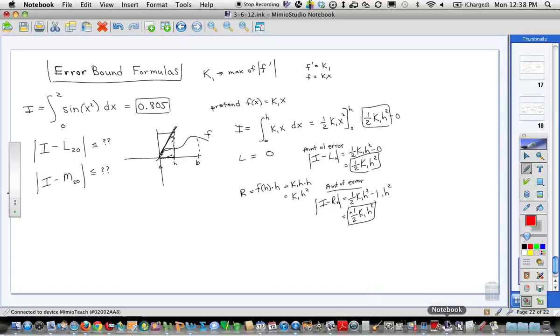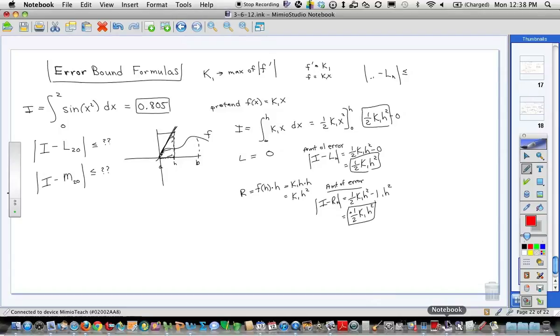So what we have just learned, and what we can now write, up here, is I minus L sub n has got to be less than or equal to, now again, this amount of error right here is the max error, right? Because it's a worst case scenario, because I found my K1, where my function f had its steepest slope, and then I pretended that that function was that the whole time. So the amount this represents is the most error I could have.